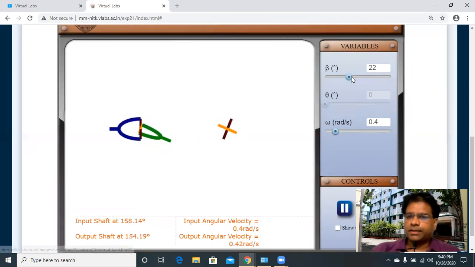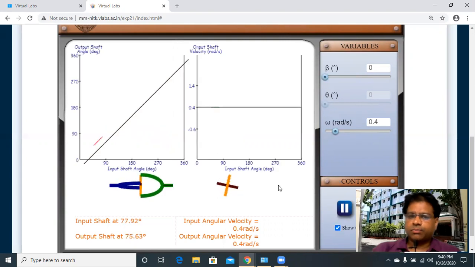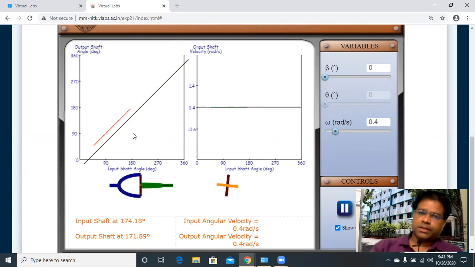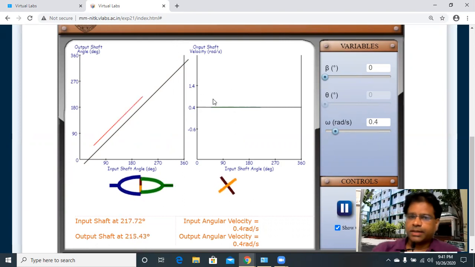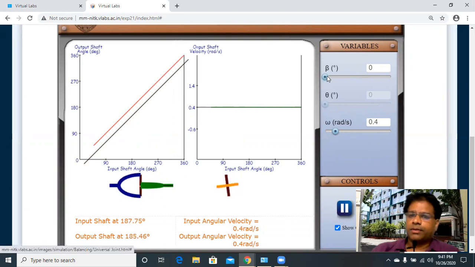Initially I will make it 0 and plot the graphs. We can see that the plotted graph will be a straight line because the angular velocity of the input and output shaft is the same, that is, constant. The angular velocity of the input shaft is usually assumed to be constant because it is rotated by a prime mover. Now if I change this beta, let us see what happens.